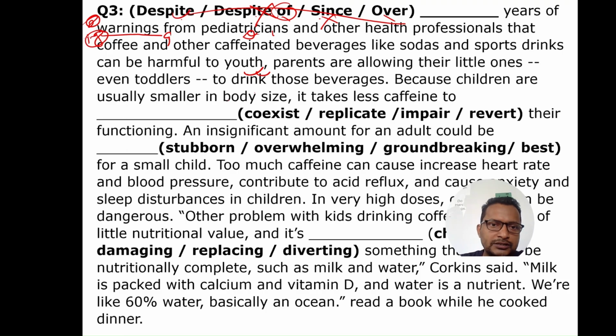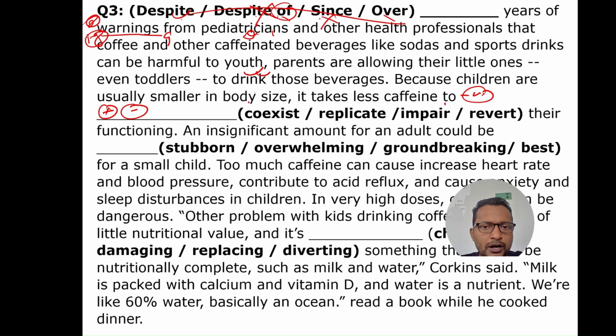So little ones, toddlers, think of those advantages, because children are usually smaller in body size, it takes less caffeine to dash their functioning. So just remember, whether a positive word will come or a negative word will come, think. Negative thing will come, negative word will come. After to, V1 will come. So if you are using the grammar concept, after to, V1 will come.